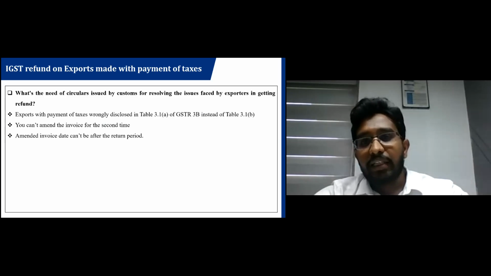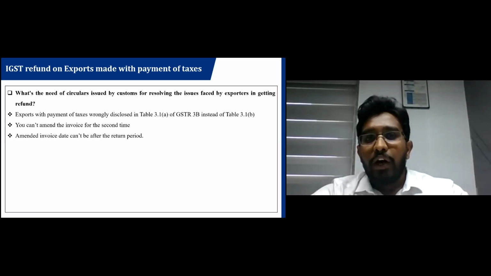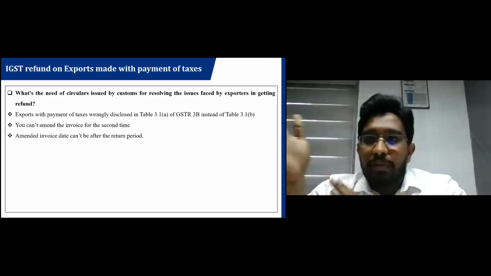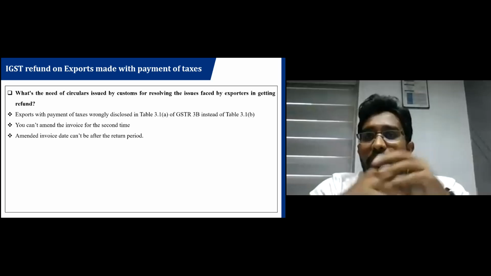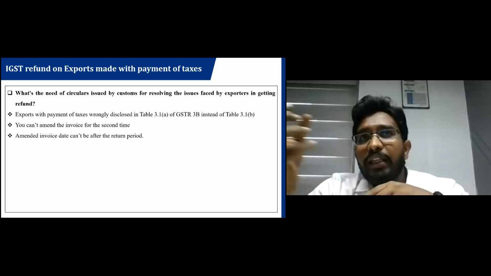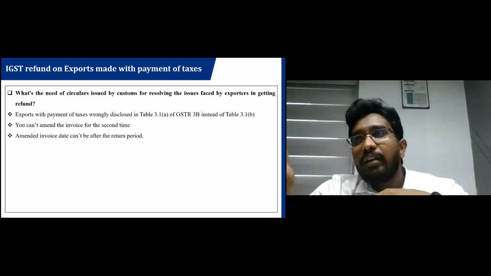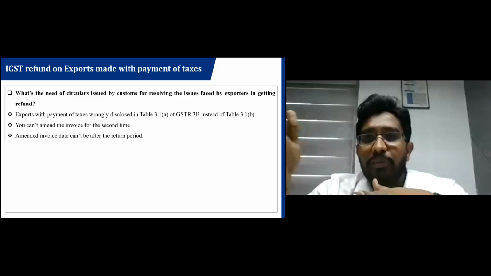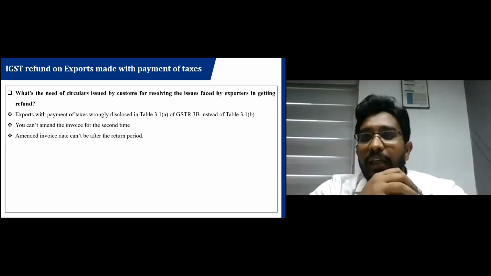But while filing GSTR 3B, suppose you have disclosed export turnover and tax on export turnover in table 3.1A instead of table 3.1B. If you make that mistake, the impact will be that your export invoices won't be transmitted to IceGate. Only once the invoice is transmitted to IceGate will the customs refund module process your export invoices and throw errors. The export invoices themselves won't be transmitted to IceGate.